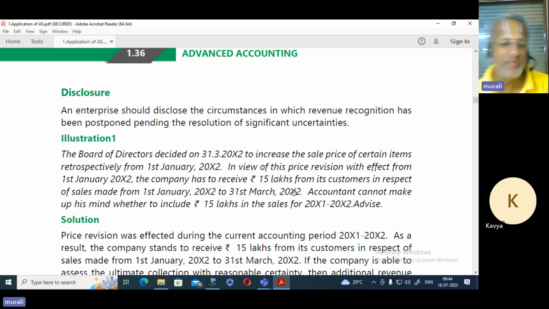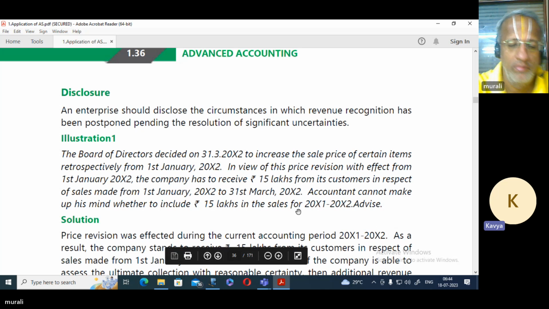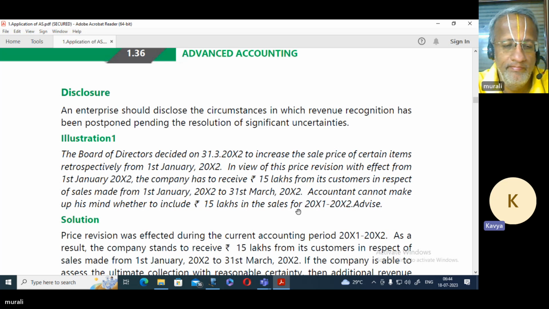Kavya, could you read out illustration number one? Yes, sir. The board of directors decided on 31st March 20x2 to increase the sale price of certain items retrospectively from 1st January 20x2. In view of this price revision with effect from 1st January 20x2, the company has to receive rupees 15 lakhs from its customers in respect of sales made from 1st January 20x2 to 31st March 20x2. Accountant cannot make up his mind whether to include rupees 15 lakhs in the sales for 20x1 to 20x2.